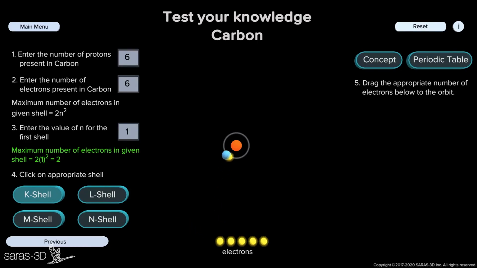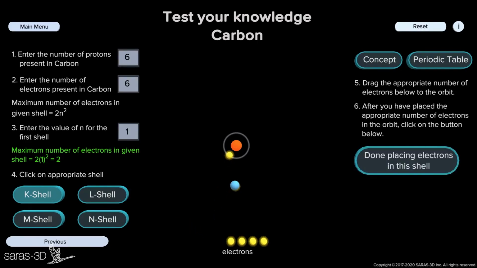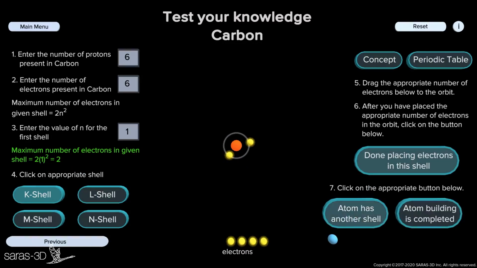So placing 2 electrons, that is the maximum this shell can have. Now out of these 6 electrons, we have already filled up 2 in the very first energy level, and this is the maximum that we can give to the K shell according to this very formula. Alright, we are done placing the electrons in this shell.